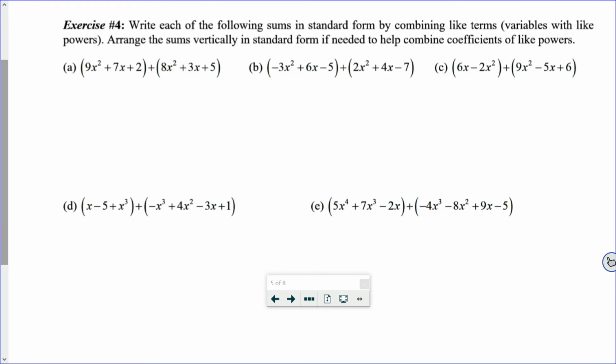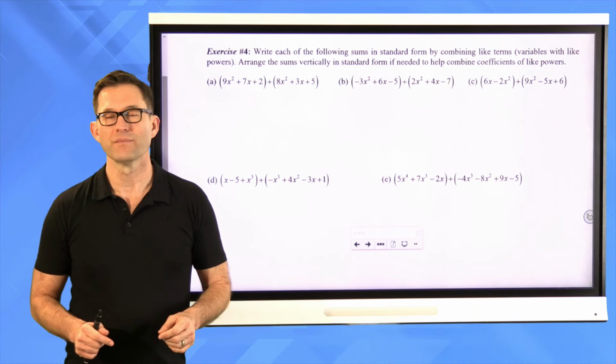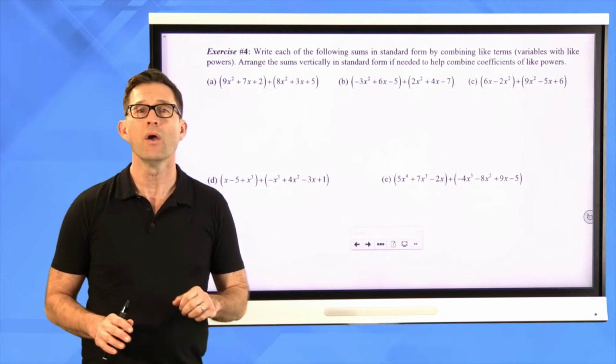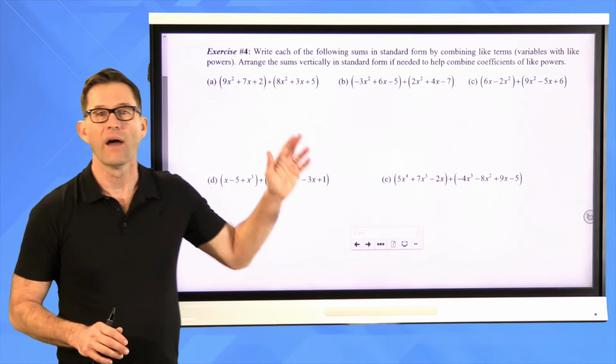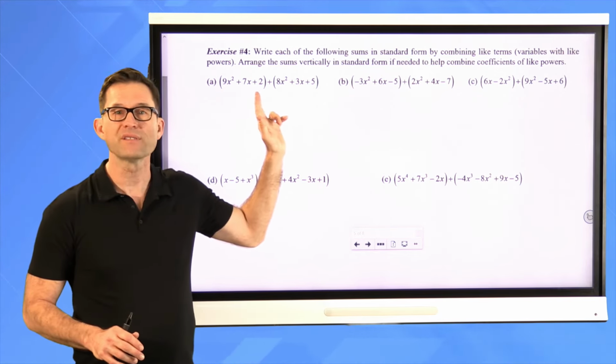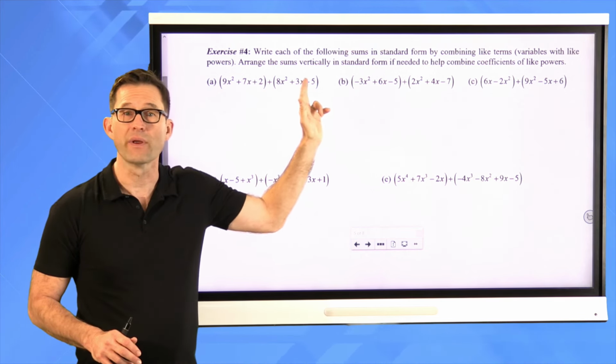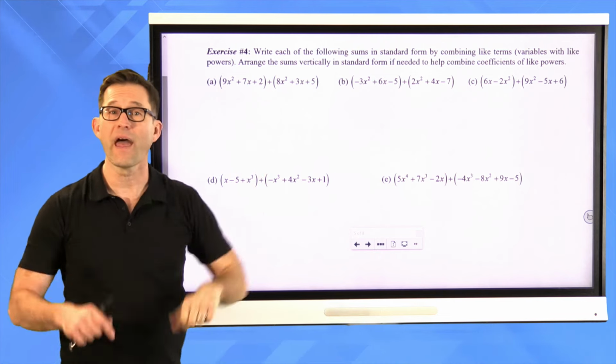Write each of the following sums in standard form by combining like terms, variables with like powers. Arrange the sums vertically in standard form if needed to help combine coefficients of like powers. Okay, so here we go. Let's do one where we don't arrange them vertically. I've got 9x squared plus 7x plus 2 plus 8x squared plus 3x plus 5. I want to add these together.